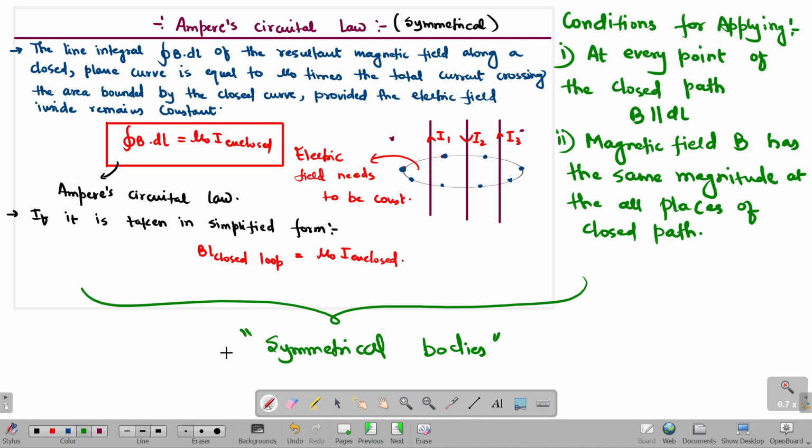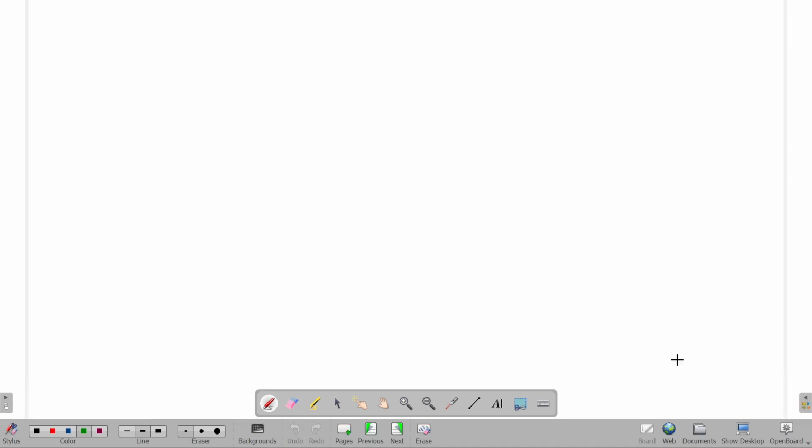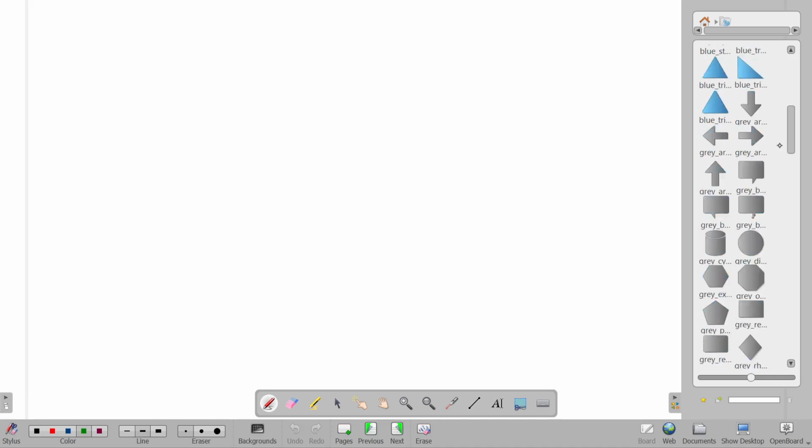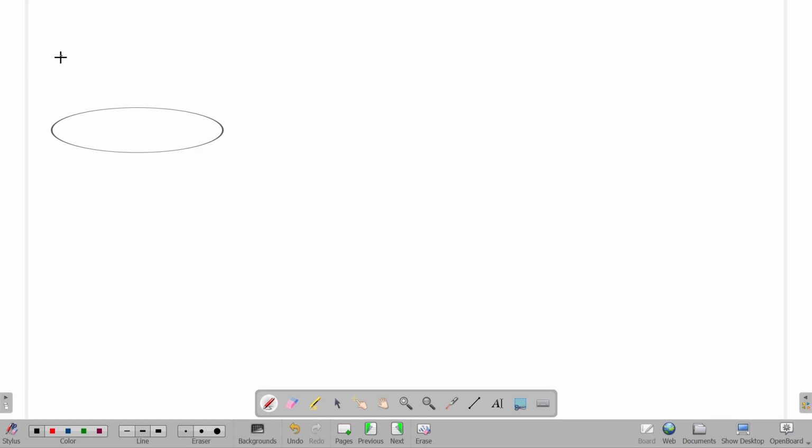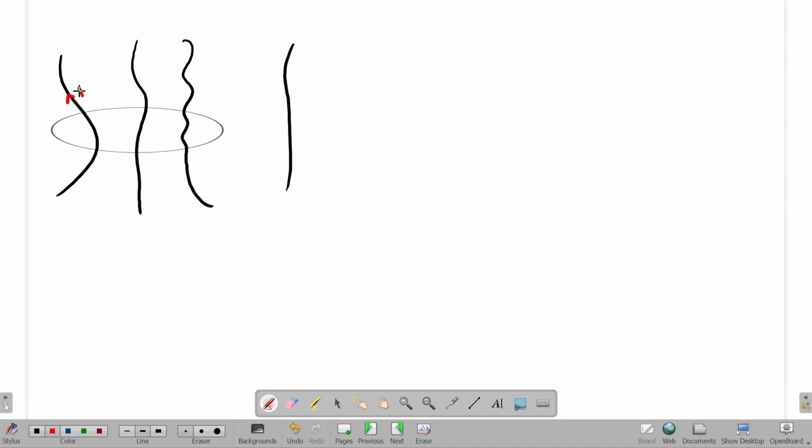Okay, if it is clear, then let us write some equations. Let's think of one case. Let's imagine I have a current loop and there are some current wires like this, and there is another wire I4, and the currents are going like here I1, I2, I3, I4. Then remember that this magnetic field is present on this loop, not anywhere inside it.